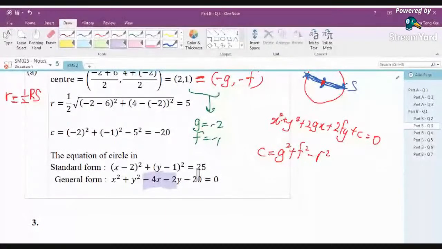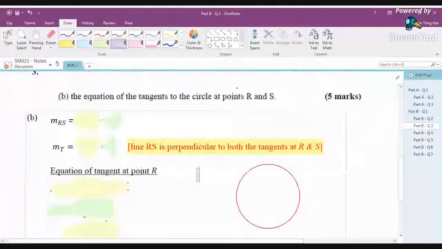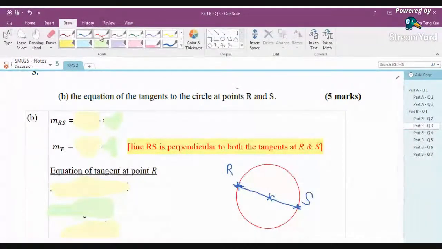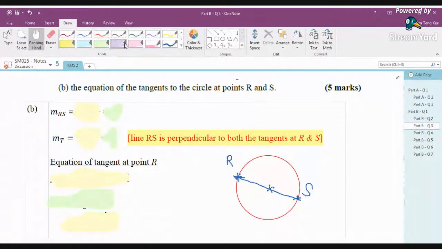Continue. The next part of the question, we would like to find the equations of the tangents to the circle at points R and S. What happens in this case is that we have a center and a diameter. Here is the location where I suppose I have my R and S. It may not be the exact point, but just a rough diagram to help us see what is going on. We are interested to find the tangent at points R and S, which are the red lines here. I want to find the equation of these two red lines.